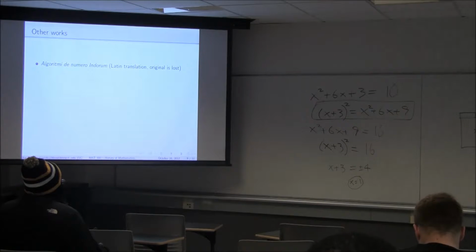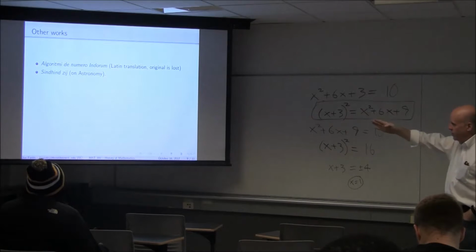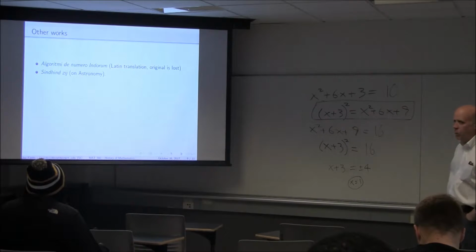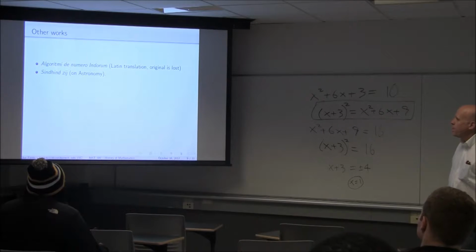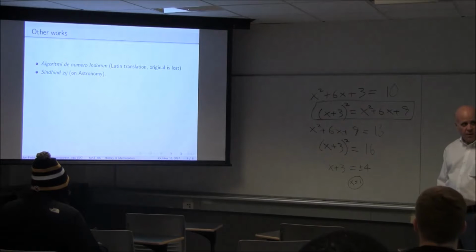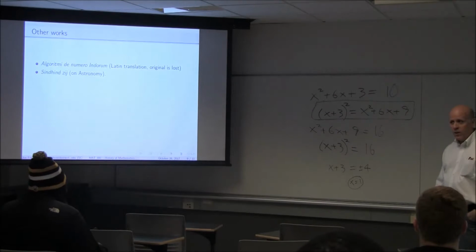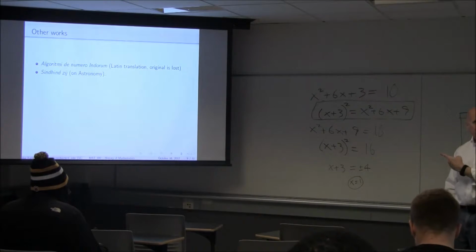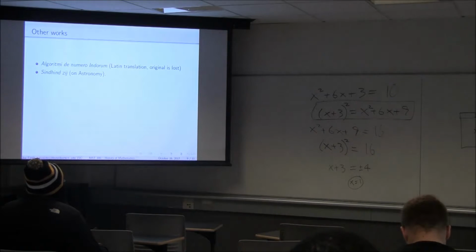So we've got that book because it was translated into Latin. This one, no, we don't know. There's no surviving copy of it. Sinten Zij, Sinten would be astronomy, and Zij is a table. If you ever take an interest in astronomy, you will find that the names of most of the stars are Arabic, and it's probably due to this foundational textbook on astronomy that listed all the names of stars.